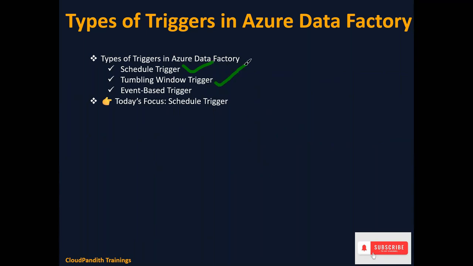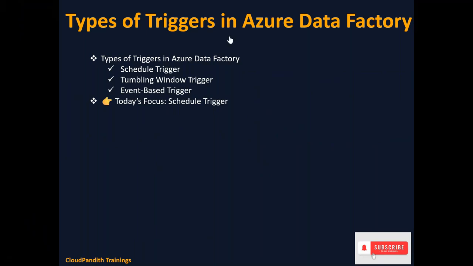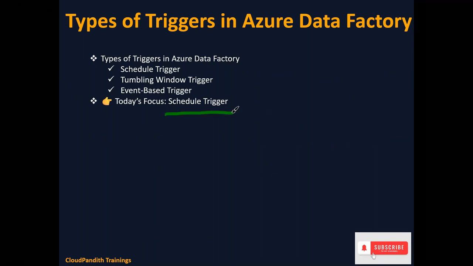Next, we have a tumbling window trigger. It is used mainly for incremental and window-based processing, or historical data or backfill data. Next we have an event-based trigger. It is used when a new file arrives in the blob, or when a file is deleted in the blob storage. If you want to trigger a pipeline based on file events, we will use the event-based trigger. In today's video, our focus is only on the schedule trigger team. We will cover other trigger types in the upcoming sessions.